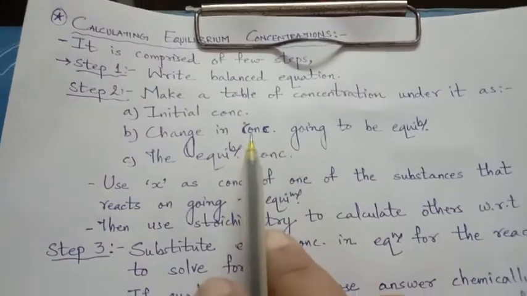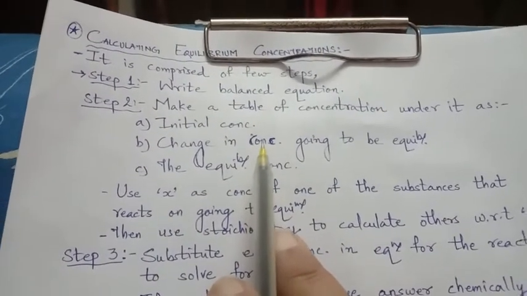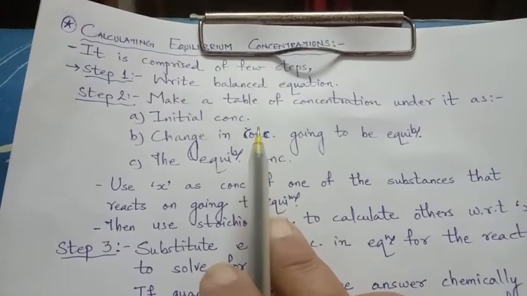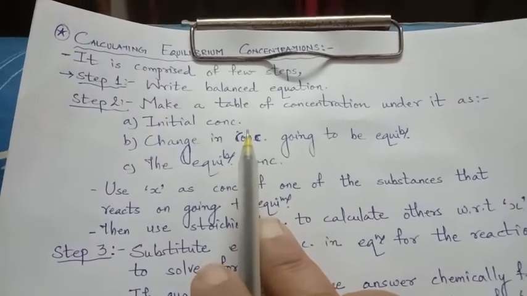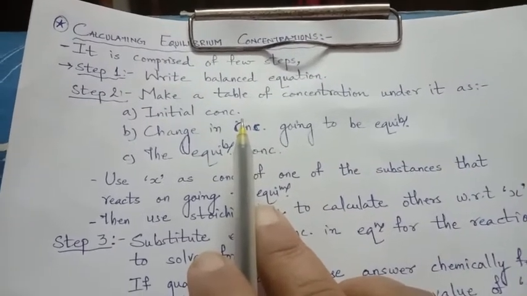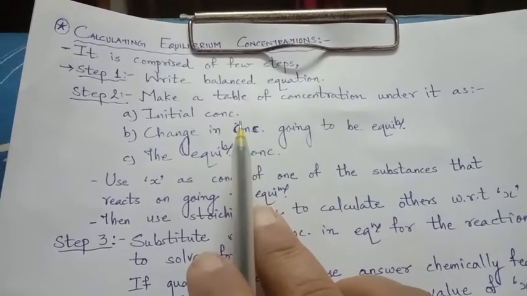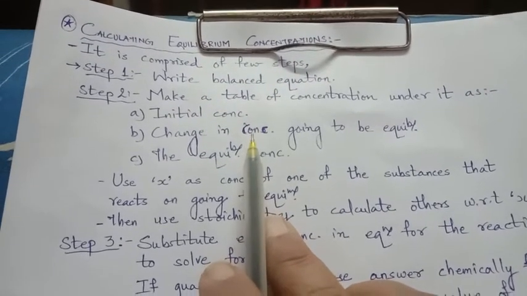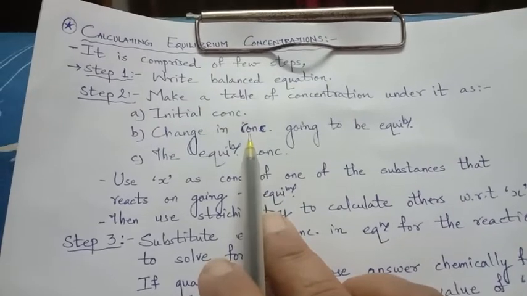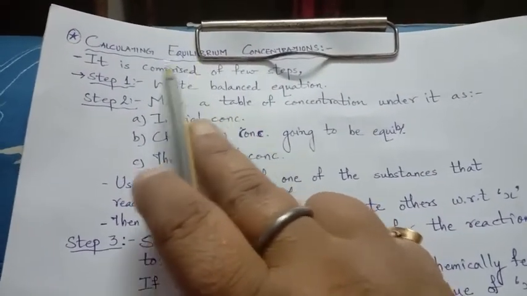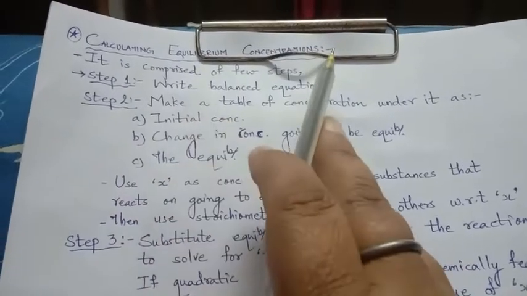Good morning, dear students. As I told you, the equilibrium constant helps us in three different ways. That is, it is applied for knowing the extent of the chemical reaction as well as the direction of the chemical reaction. And today we will discuss the third application, that is, calculating equilibrium concentration.